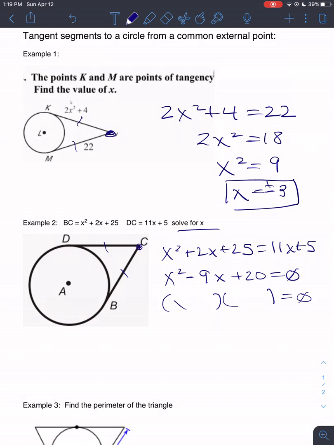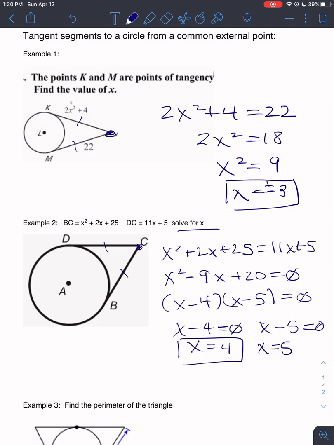We're looking for two numbers. When we multiply them, we get positive 20. When we add them together, we get negative 9. So it looks like negative 4 and negative 5 are going to work for us. So now we set them both equal to 0. So we get x minus 4 equals 0, so x equals 4. And we get x minus 5 equals 0. So x equals 5. This one's going to have two solutions. Both x equals 4 and x equals 5 are going to work.